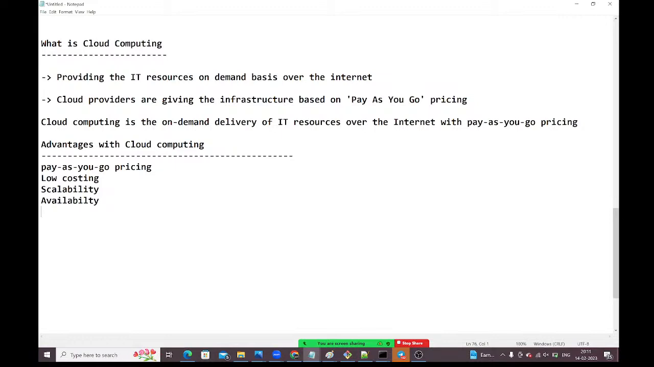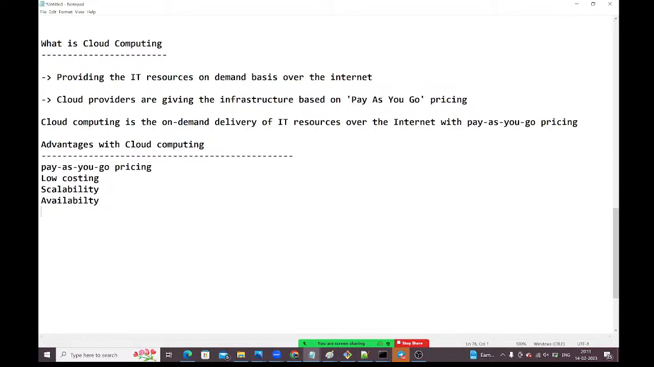Availability means what, guys? We are promising to the customers. Suppose you take banking applications, ICICI Bank, HDFC Bank, 24/7, are those applications in running condition or not? Can you see those applications in downtime at any time, guys? No, guys. 24/7, those applications are running only. That is called high availability.